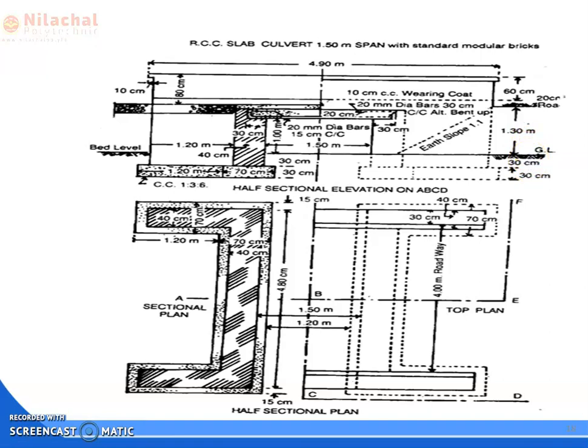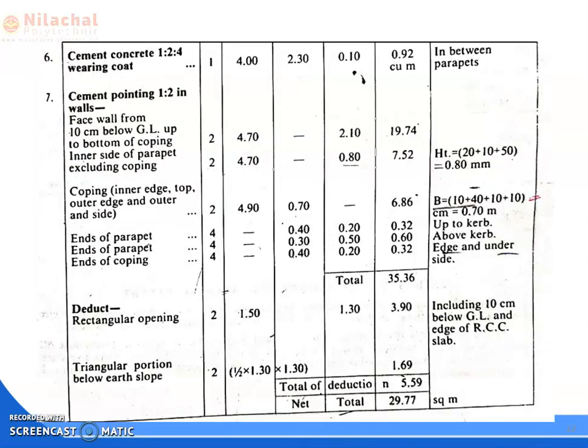Okay, so the total distance is how much? The total distance is 2.10 meter. Then how can we get height? Height is equal to 10 centimeter below ground level, plus 130 centimeter height, plus 20 centimeter for roadway, plus 50 centimeter for parapet one. Then we get the quantity 2.10.